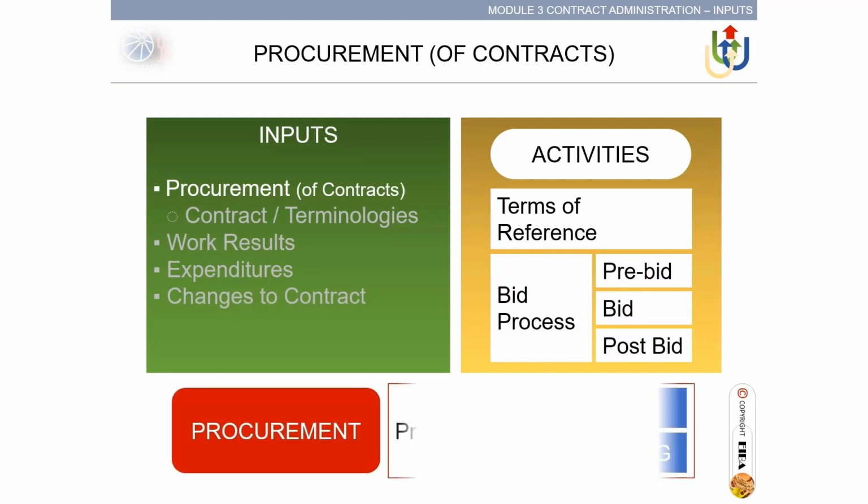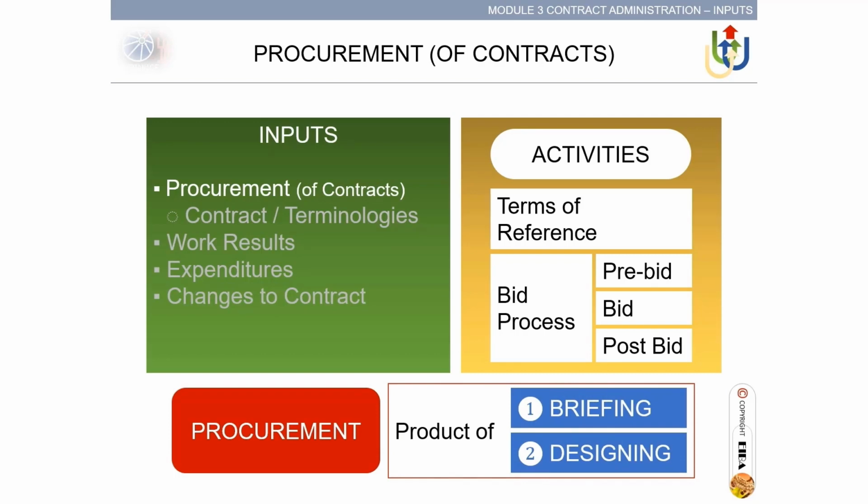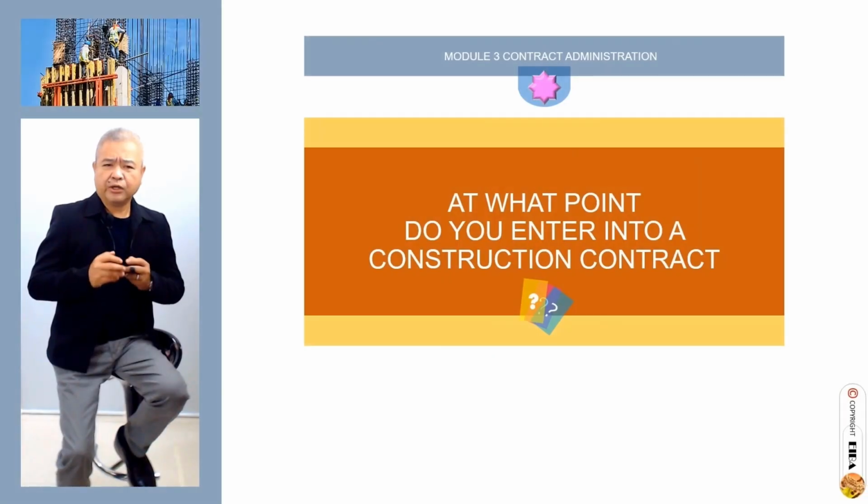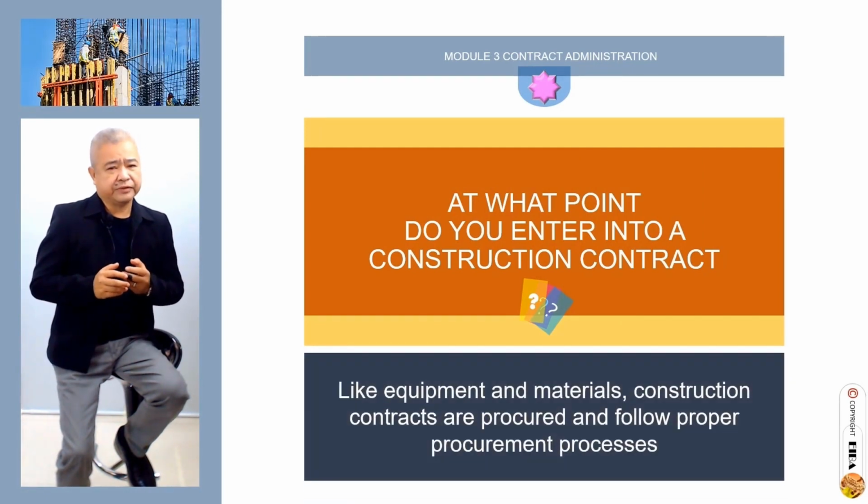Procurement is the product of briefing and designing. The activities start with the terms of reference, which were previously discussed in Module 2, Development of the Construction Contract. At what point do you enter into a construction contract? Like equipment and materials, construction contracts are procured and follow proper procurement process.